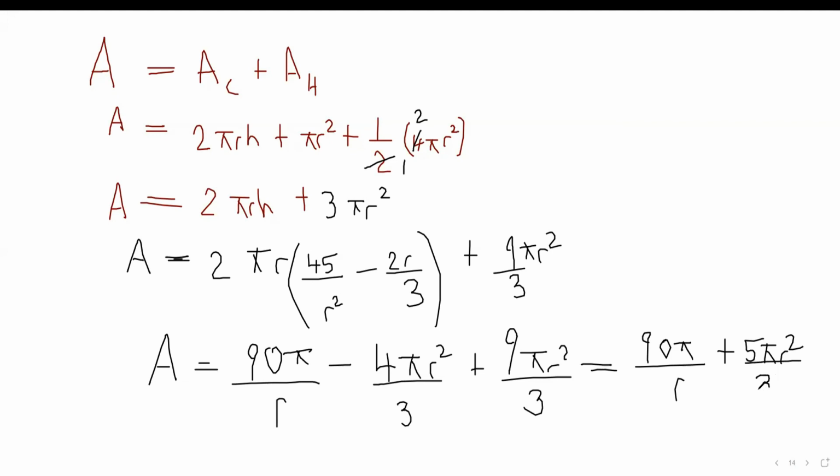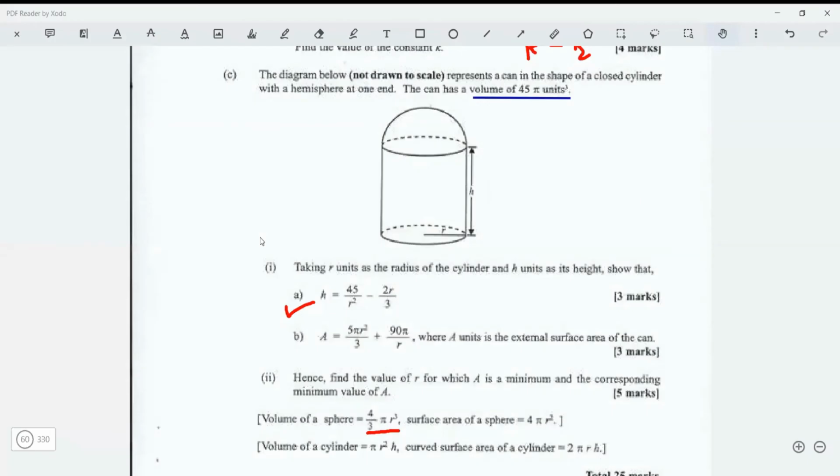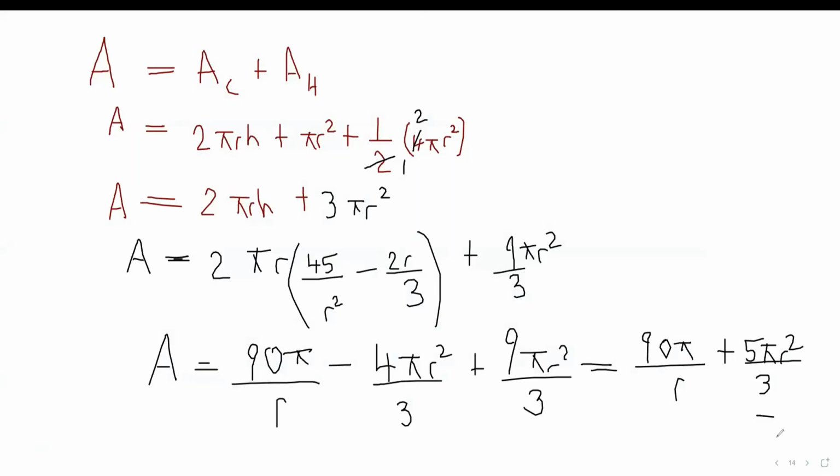Is this what it gets? It has to be this. I hope it's this. 90 pi over r, 5 pi r squared over 3. Good, we get the same thing. All right, so we're good. Nice. So that's it. That's how we find the area right there.